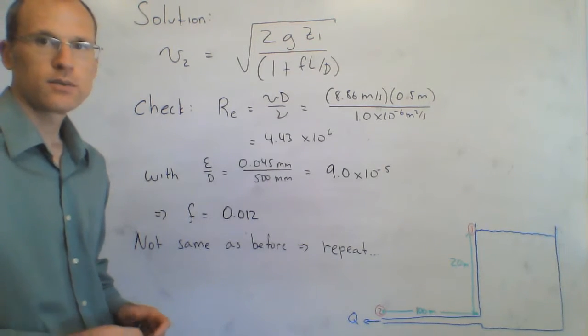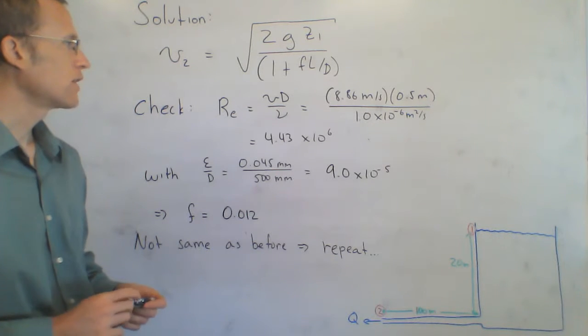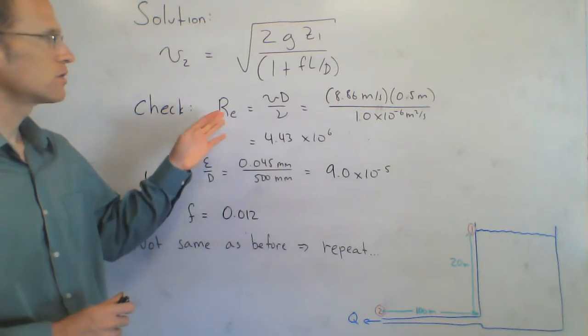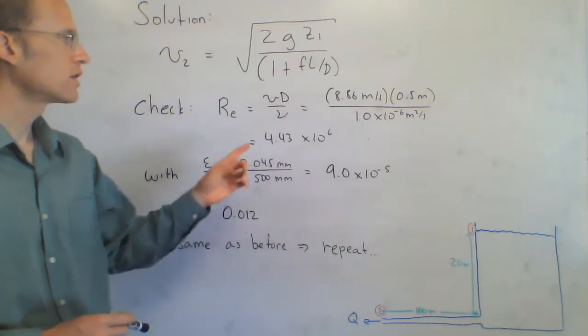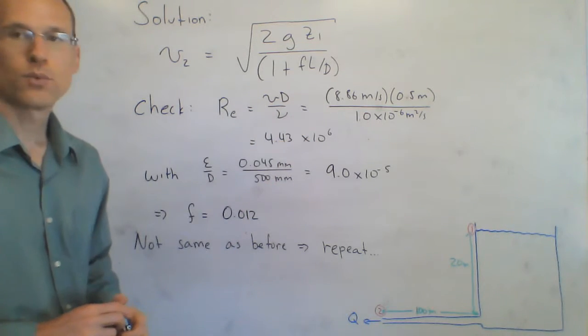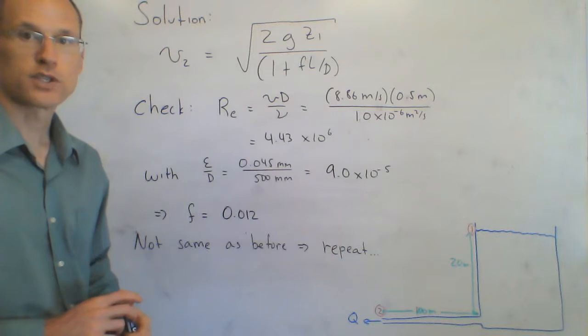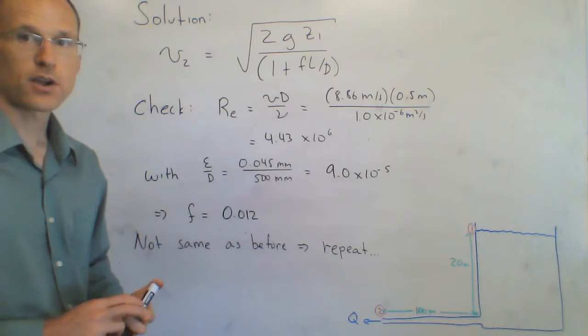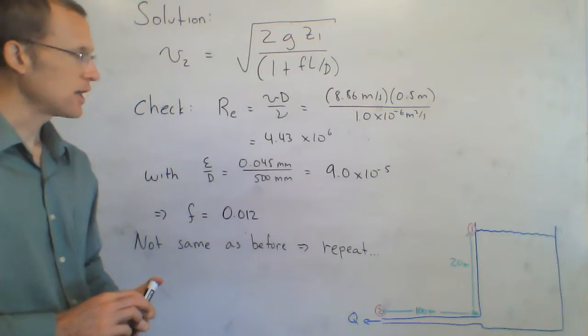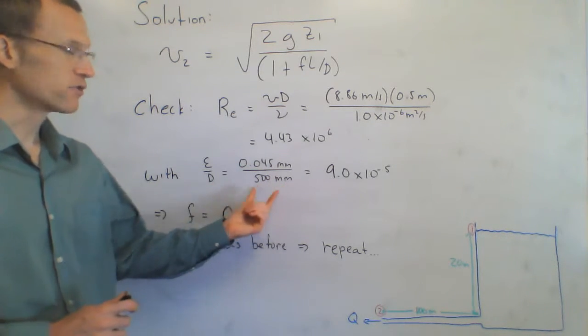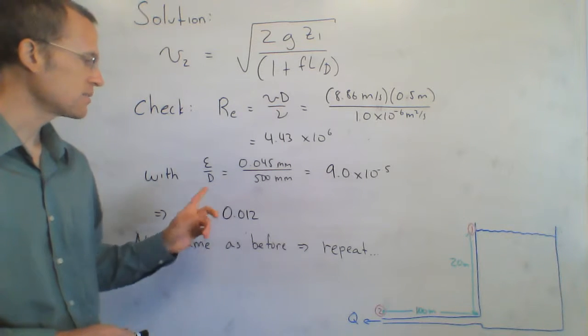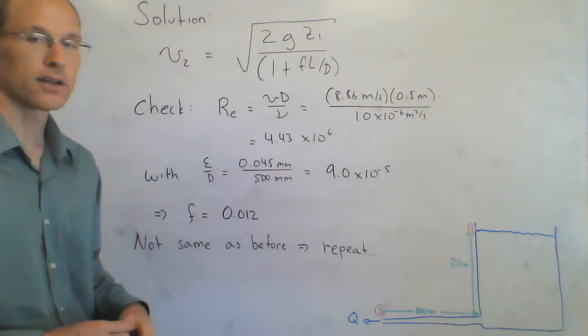So again, to check whether that's the same value of f or not, plug it into my Reynolds number. So velocity 8.86 meters per second, diameter 0.5 meters, kinematic viscosity of water 1 times 10 to the negative 6 meters squared per second. Then to find f, I also need to know epsilon over D. Epsilon was 0.045 millimeters. Diameter here in millimeters is 500. That gives me epsilon over D as 9 times 10 to the negative 5.